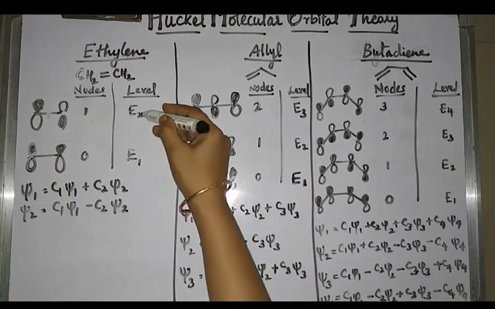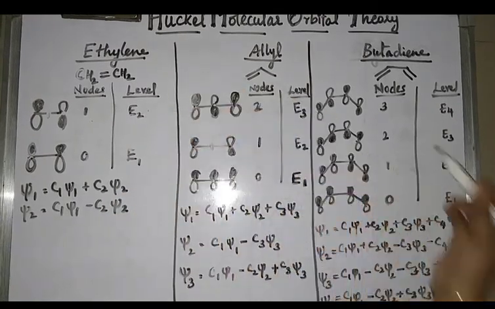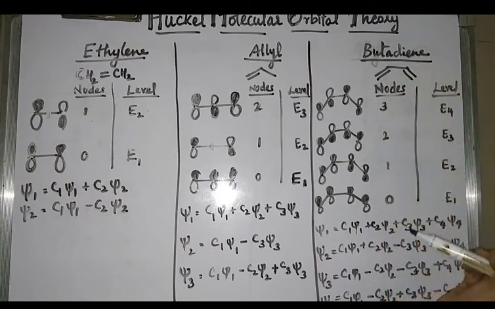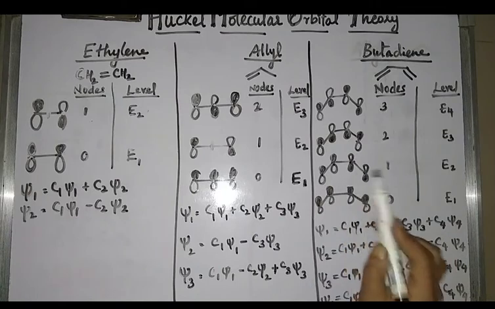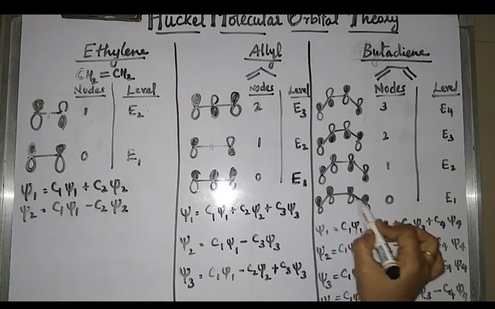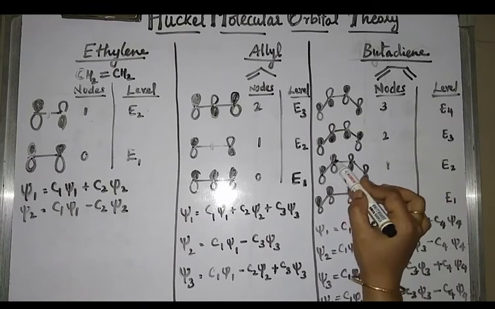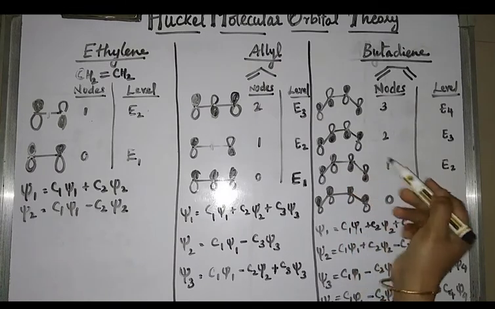I'll tell you how to find the energy levels easily. Okay, butadiene, in the second way, 4 carbon atoms are there, so 4 energy levels are there. So first, always for the first one, all the shaded lobes will be on the top. And one node means it should be the same. If there is a difference only, then we will get a node.